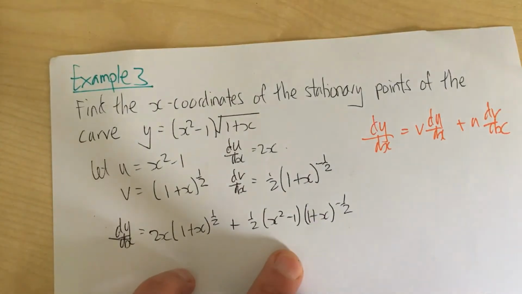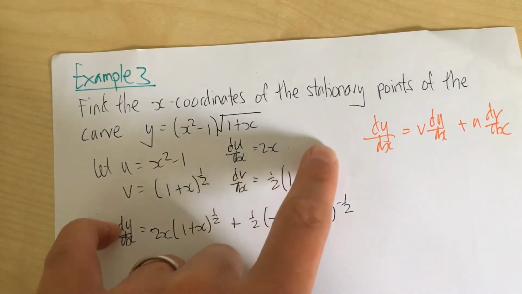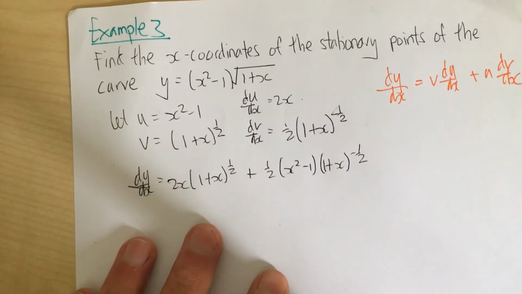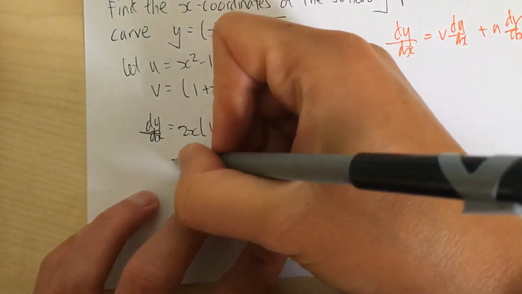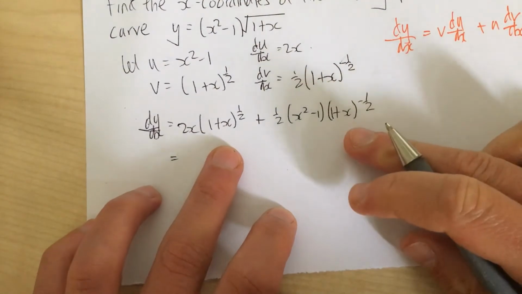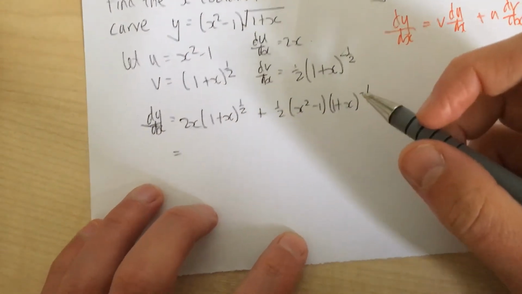Well, I'm going to let this equal 0 to find the values of x at the stationary point, because the gradient at the stationary point is 0. To make it easier for myself, though, I'm going to try and tidy this up by looking for factors and rearranging it and so on and so on.